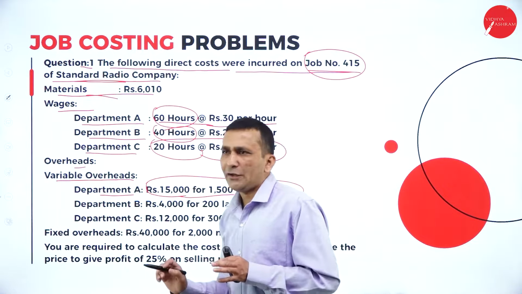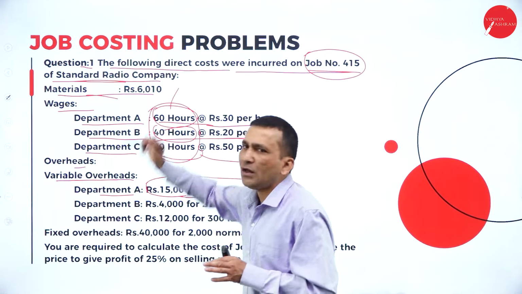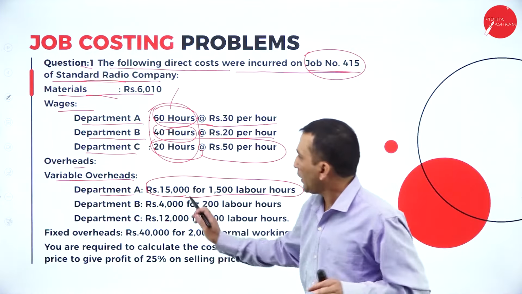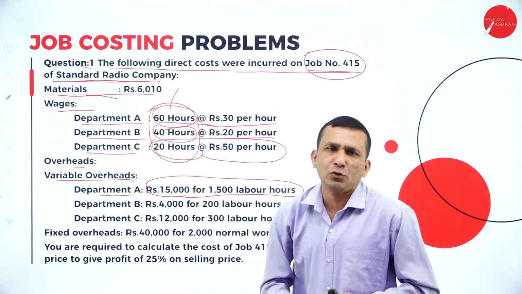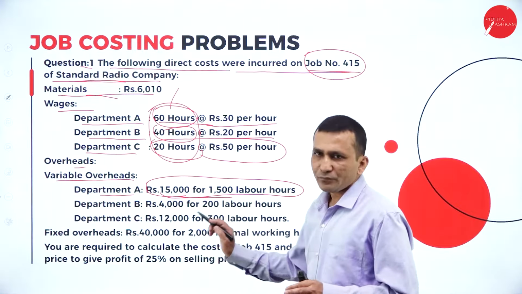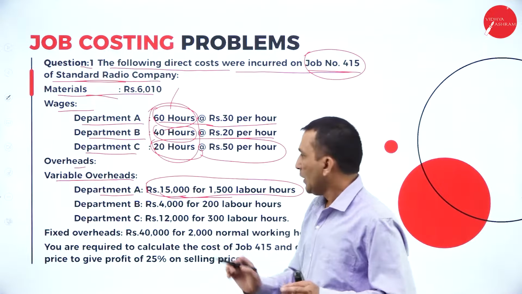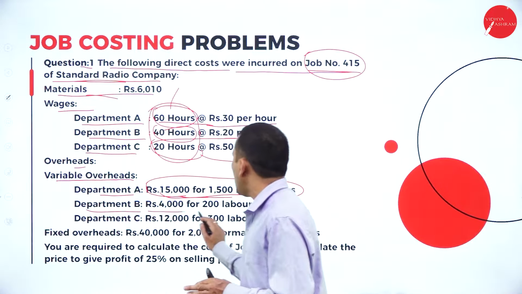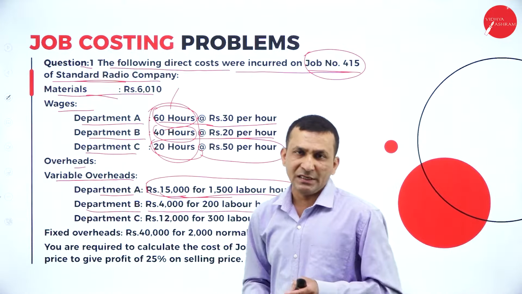Now what we need to do is consider normal working hours only. The variable overheads are given overall, but we don't want the overall figure. So we will find out the rate. How are we finding it? 15,000 divided by 1,500. Again, department B is 4,000 for 200 working hours. The total working hours are clearly specified.